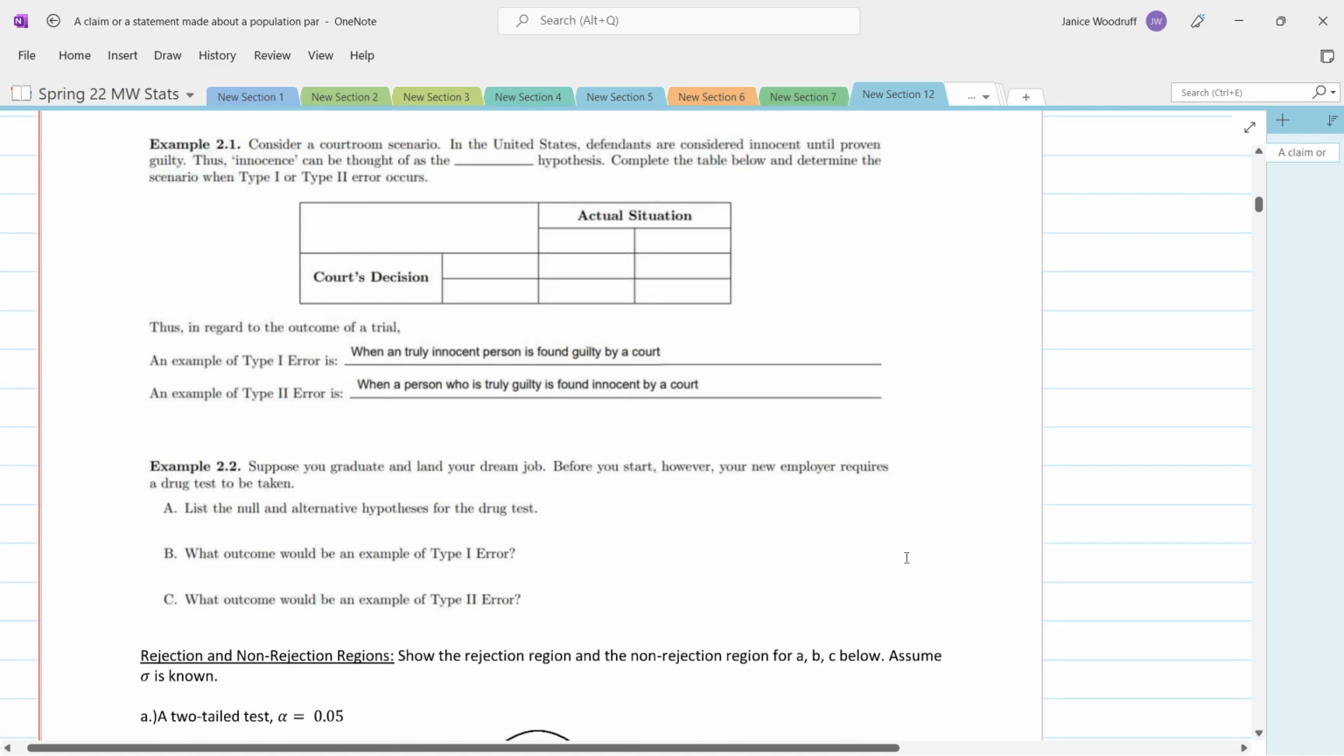So type 1, type 2 errors. So consider a courtroom scenario. In the United States, defendants are considered innocent until proven guilty. This innocence can be thought of as the null hypothesis. So innocent will be null. We'll complete the table below, and then here's the scenarios. The court can either decide that you're guilty or not guilty.